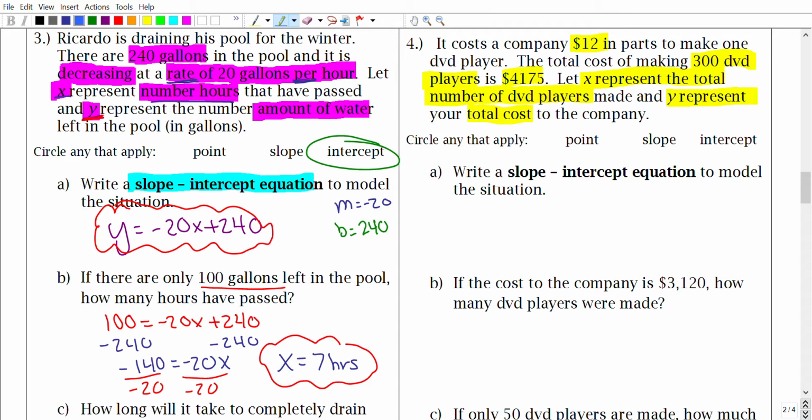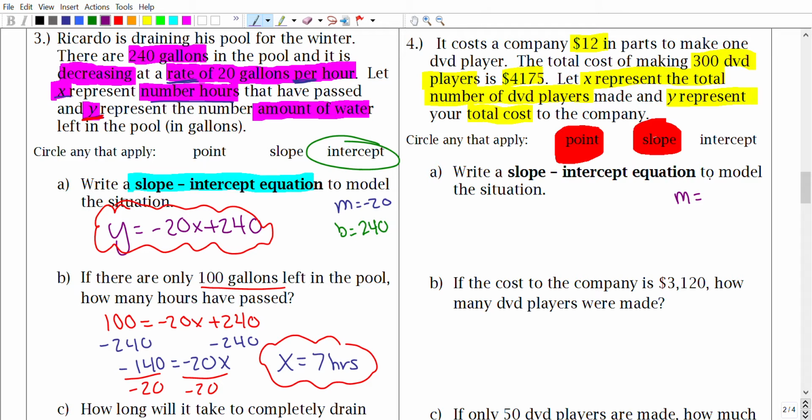So it makes sense that this is my slope. And what other information was I given here? Well, it says the total cost of 300 DVD players is 4,175. Those two are in the same sentence, and because I see a total of 3 numbers in this entire problem, then we more than likely have a point and a slope. So those last 2 sets of numbers will help represent my point.